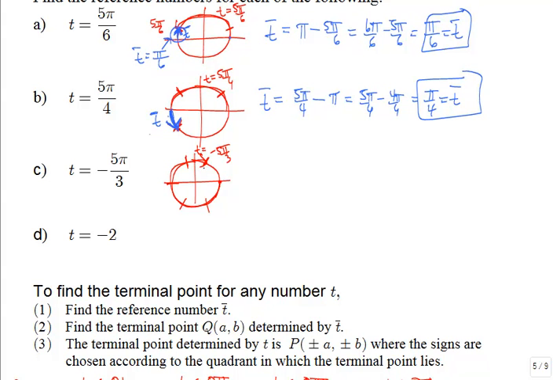Well, this time we're on this half of the circle. So the closest part of the x-axis would be the positive x-axis. So from the place where we stopped down along the circle to that positive x-axis, this distance right here is what our t-bar is supposed to represent.